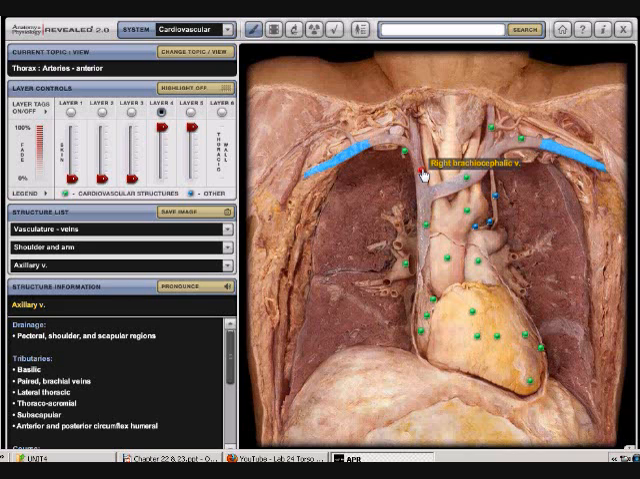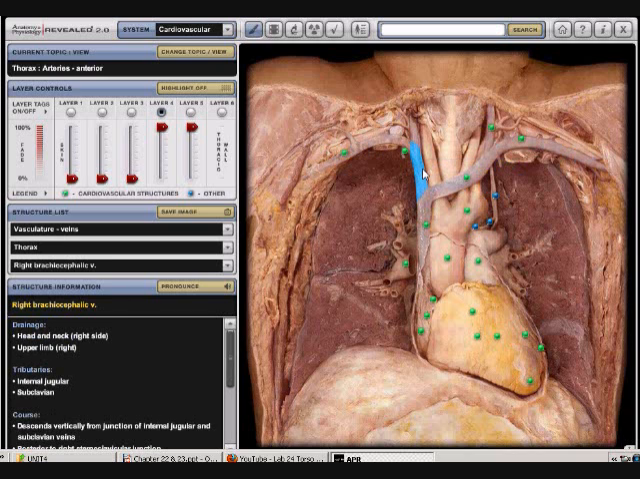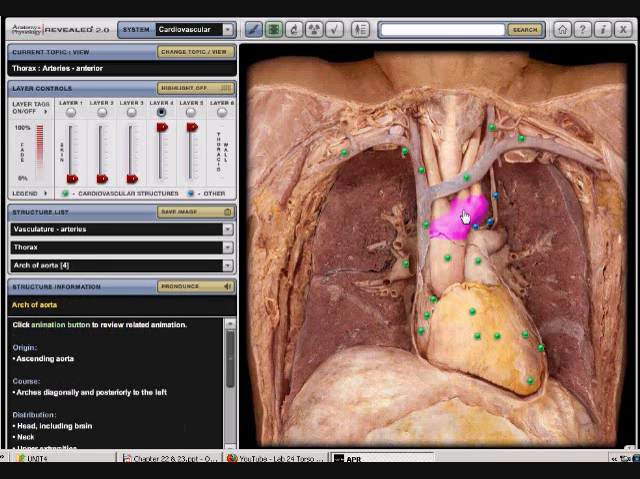Simple cuboidal and simple stromal? Simple columnar with cilia. Left brachio, so cephalic, it's just the cervix. So it can go to the arc of the aorta. And what else? Right there. So this is the ascending aorta. It has to do with muscle contraction.